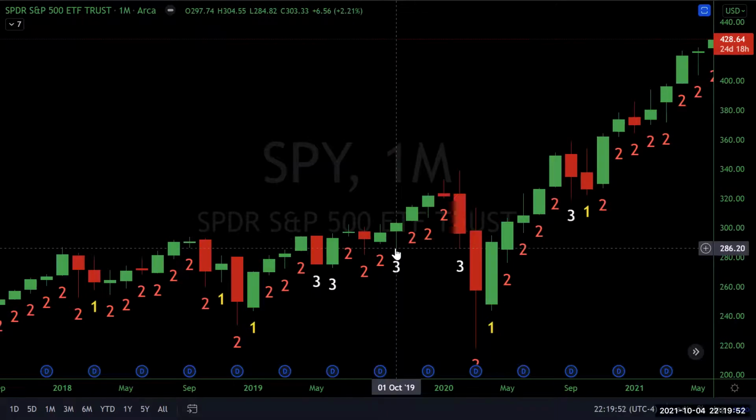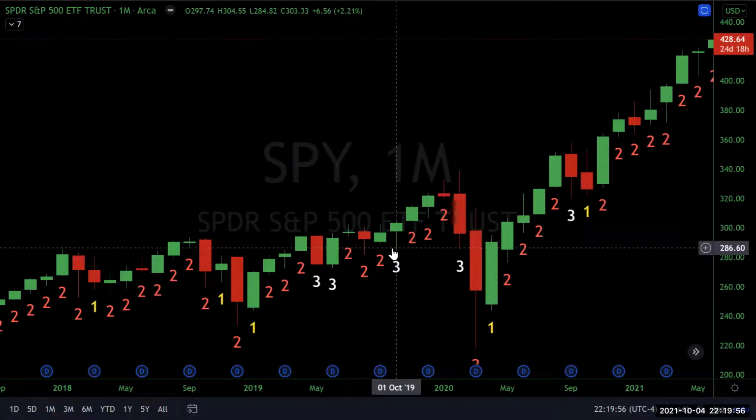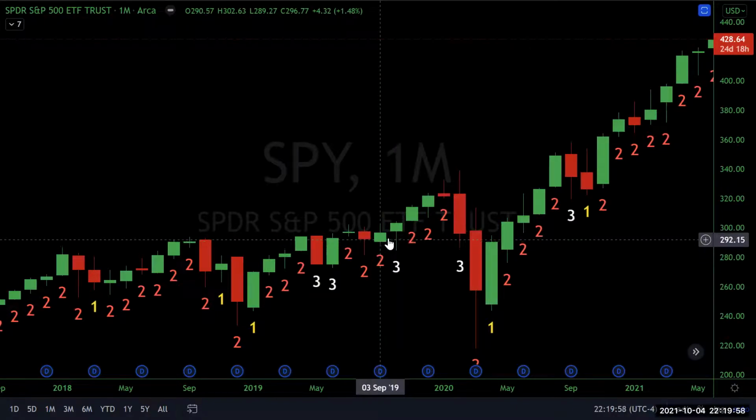It came all the way down, broke the low of this candle. It was a red 2 down at that point. Started coming back up, started coming back up, started coming back up. Around right there, okay, this 2 is gonna go 3. Let me enter some calls.